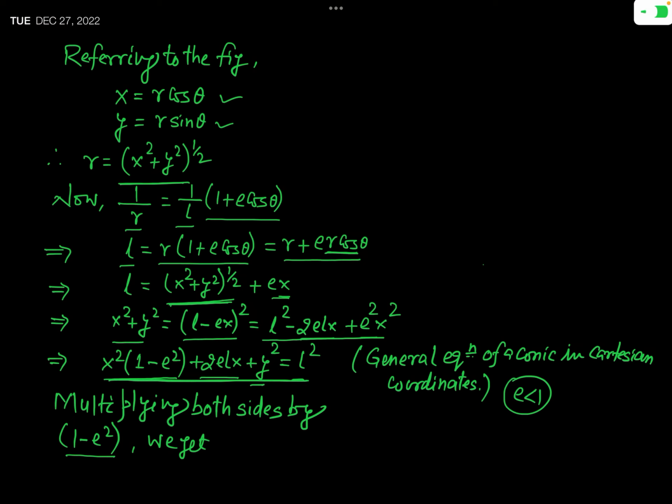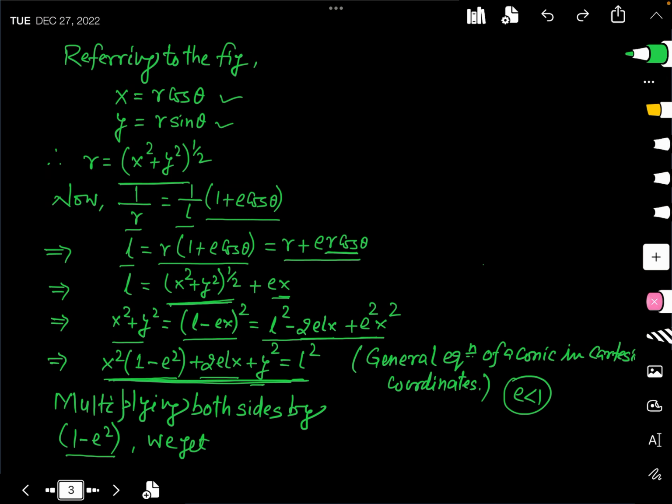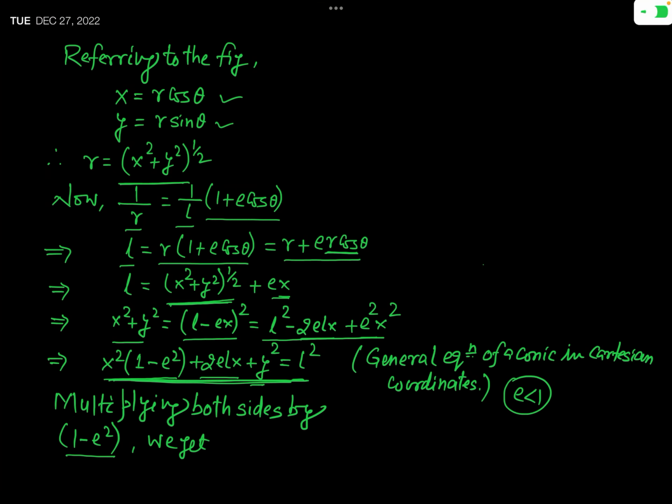And when you multiply this factor 1 minus e square to this equation, what will be your result? You can easily see, in the first term this will be (1 minus e square) whole square. In the second term 1 minus e square will be present. In the third term also 1 minus e square, and in the RHS also.